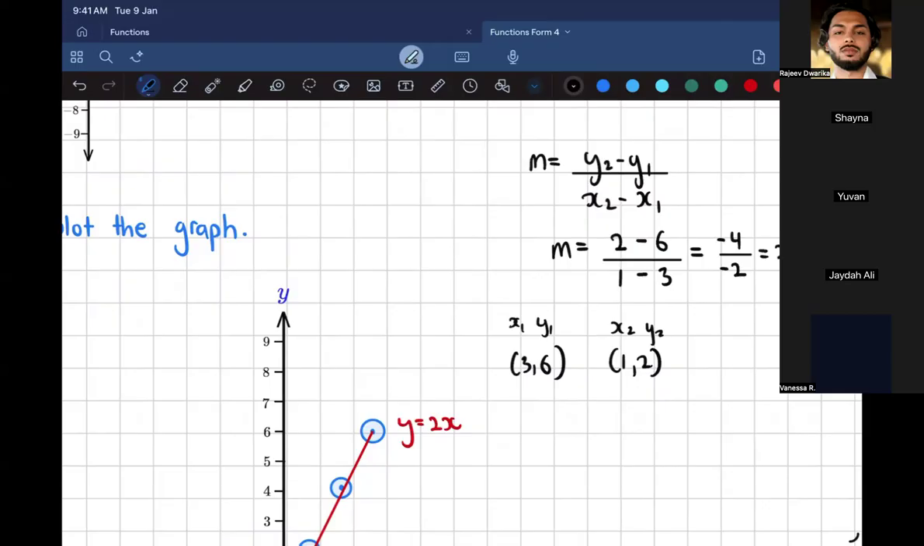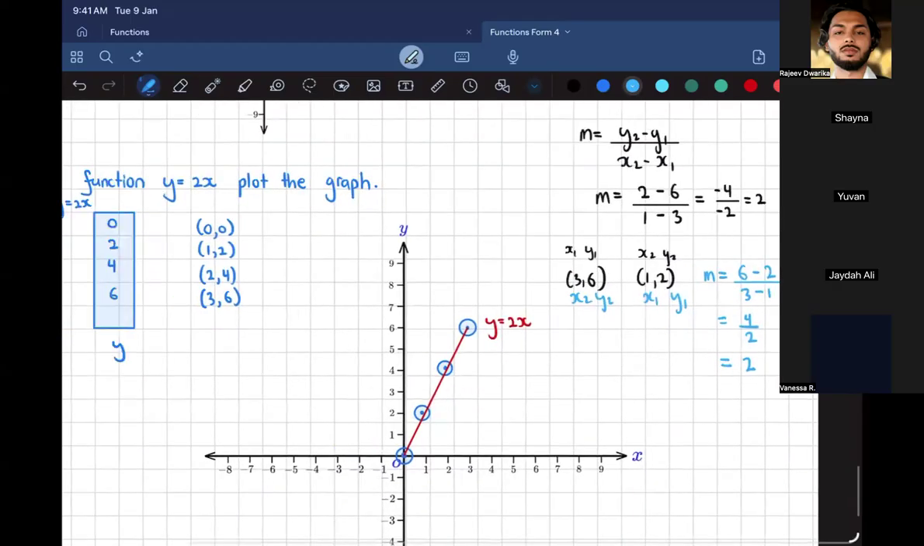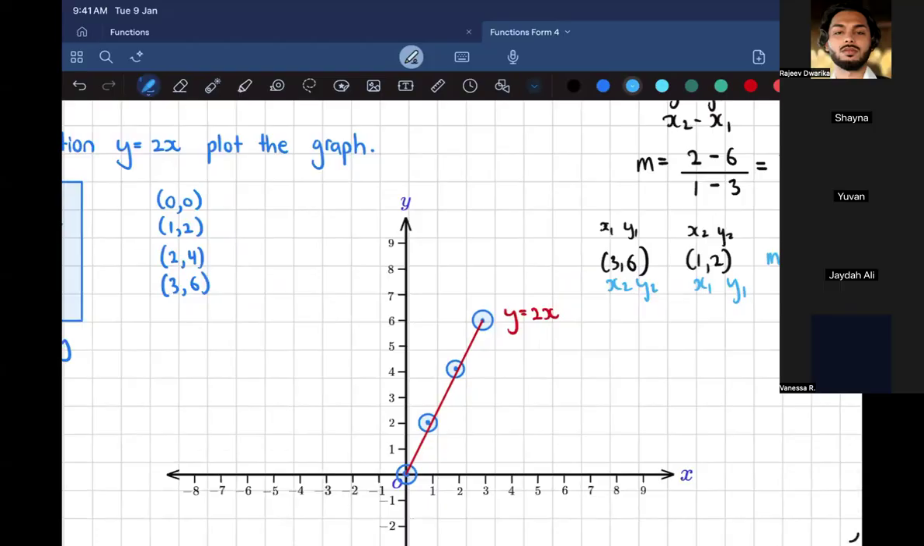You understand? Yeah. Let me show you something. What if you were to swap it? What if you call this x2, y2, and you call this x1, y1? Should anything change? No. No, let me see. So remember, gradient is y2 minus y1. If we're doing this, y2 would now become 6, right? 6 minus y1 in this case could be 2. x2 in this case is 3. x1 in this case is 1. 6 minus 2 is 4. 3 minus 1 is 2. 4 over 2 is 2. Same answer.